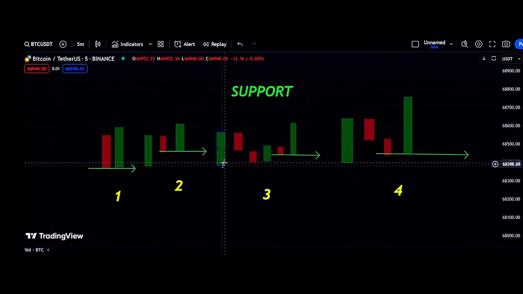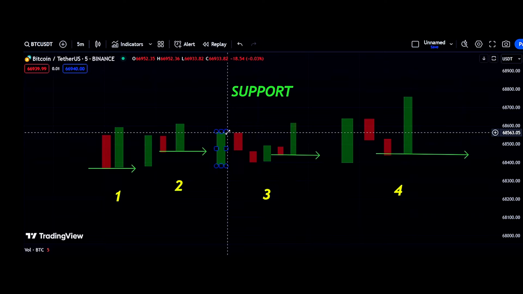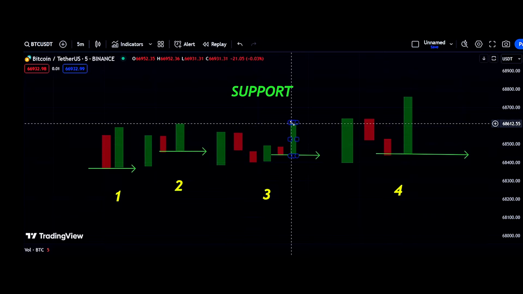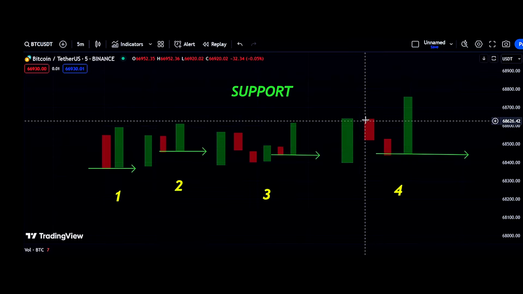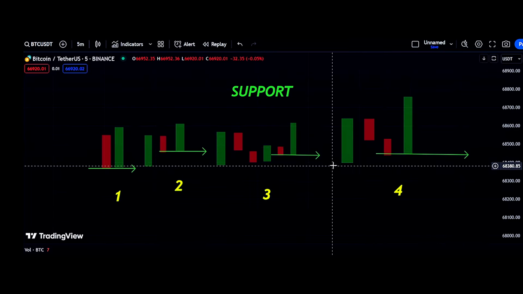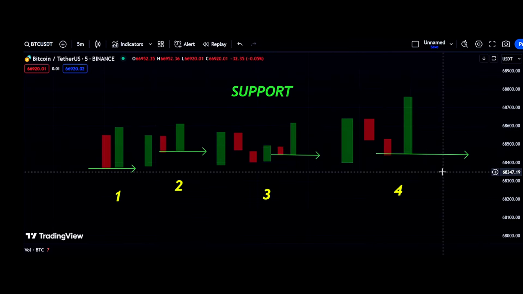Let's look at another example. The buyers came, sellers tried, buyers again tried. Buyers were not able to break the high of this candle. Then sellers again came, then buyers took the control. Let's see the last and the fourth example. Buyers came, sellers tried, the same thing happening again, and this will be support. This is the very basic concept of support and resistance which everyone might have known.